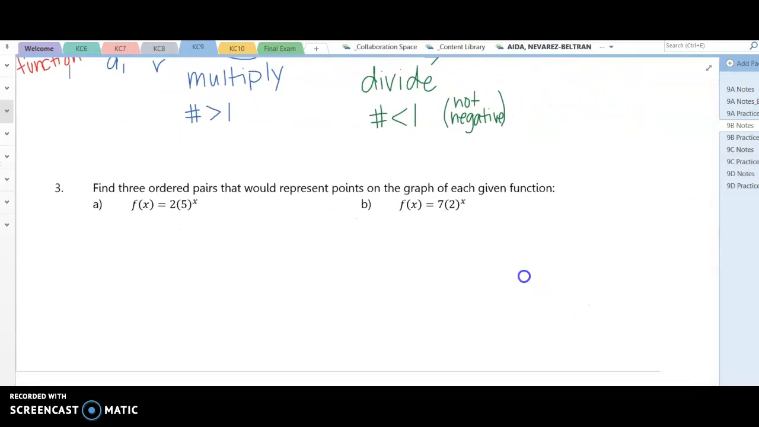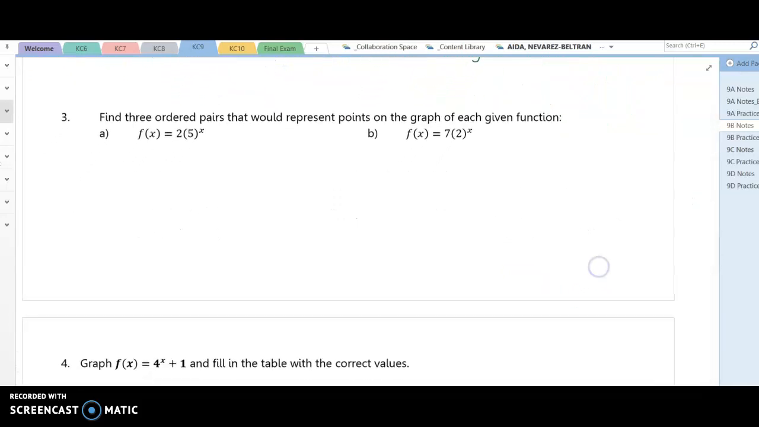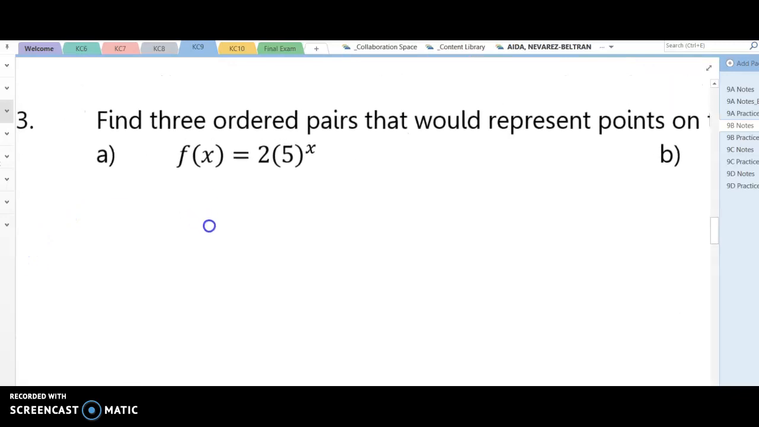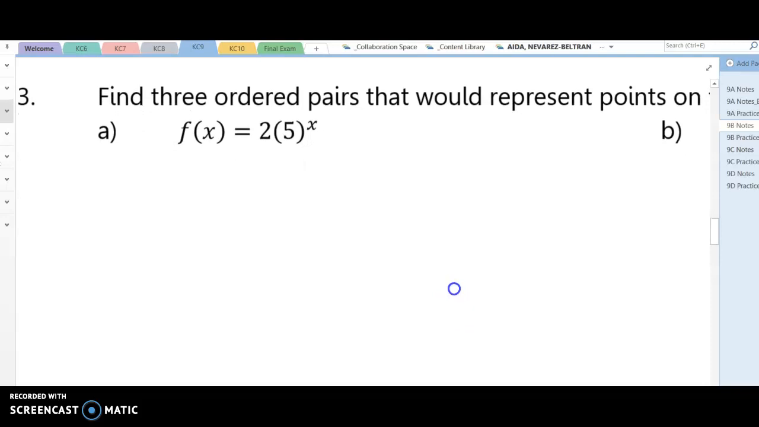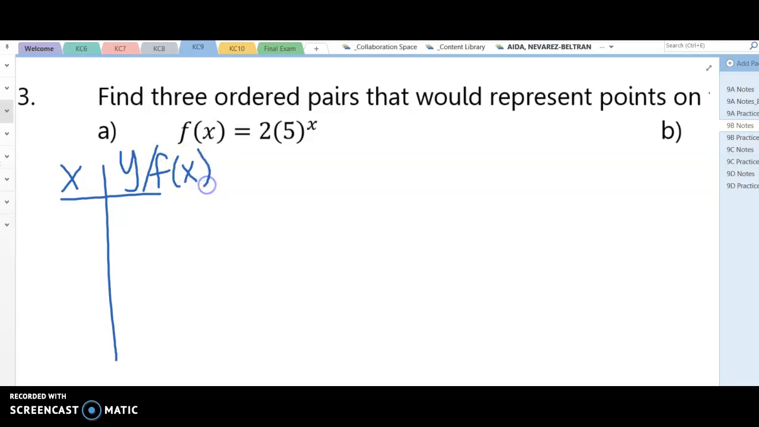So it's saying find 3 ordered pairs that would represent points on the graph of each given function. So we've got f of x equals 2 times 5 to the power of x. So we're going to just make a table for this one to find our ordered pairs, right? So we're going to have our x numbers and our y numbers, right? Y is the same thing as f of x.